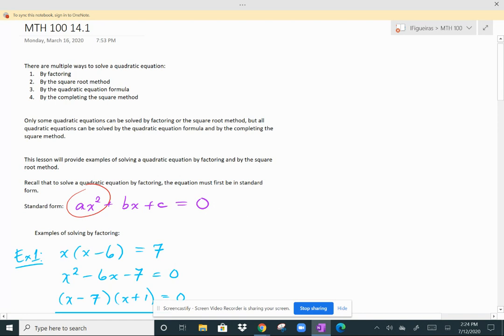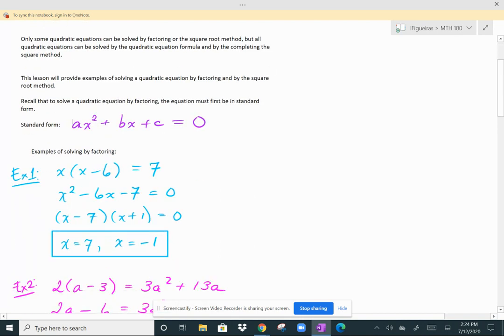So in other words, the bx term could be missing, the constant can be missing, both the bx and the constant could be missing, but you need to have that term with a 2, showing that it's a second degree polynomial, the 2 as the exponent, for it to be considered a quadratic. All right, so the first few examples we're going to be solving by factoring. So remember, if it's not in this form, you have to put it in that form first.